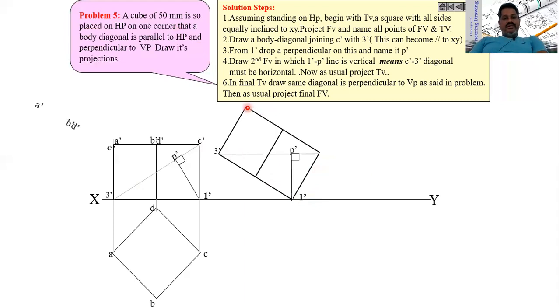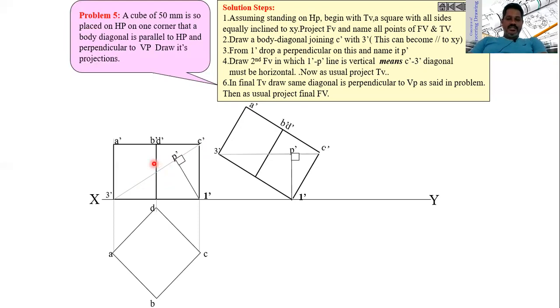Then join A dash and C dash, and name this corner as A dash and this corner as C dash, because here we have A dash, so this will also become A dash and this will also become C dash. Similarly, this will become B dash and D dash at this location. Then after naming all the points as per usual conventions, in this first step we have a cube which is exactly placed on the HP.